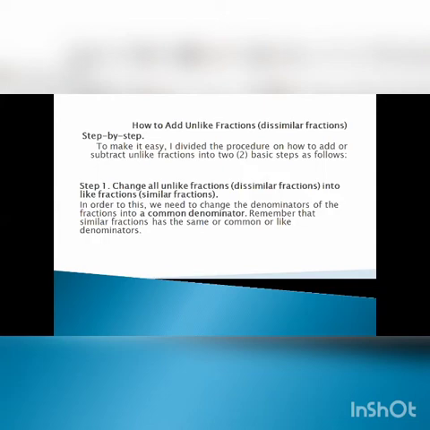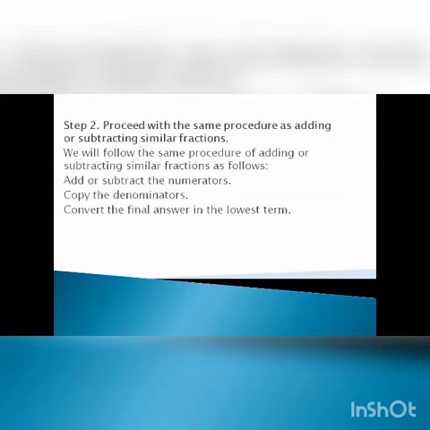First of all, there are two steps. First step is to change all unlike fractions into like fractions. In order to do this, we need to change the denominators of the fractions into a common denominator. Remember that similar fractions have the same or common denominator. Step 2: proceed with the same procedure as adding or subtracting similar fractions. First we add or subtract the numerators, then we copy the denominator, and after that, convert the final answer to the lowest term.